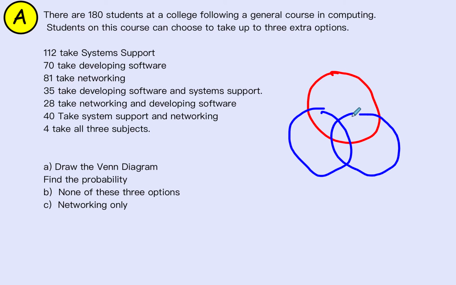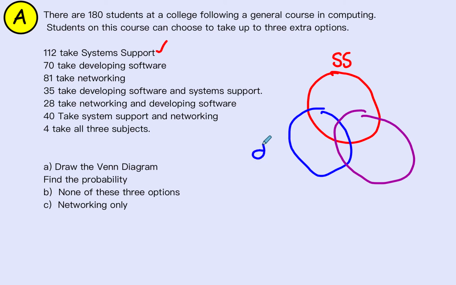Okay, so your circles should look a lot better than mine. And I'll just draw them with 3 different colours. So our red circle is going to be system support, which I'm going to annotate as SS. Our blue circle will be developing software, so annotate that as DS. And our purple will be networking over here.